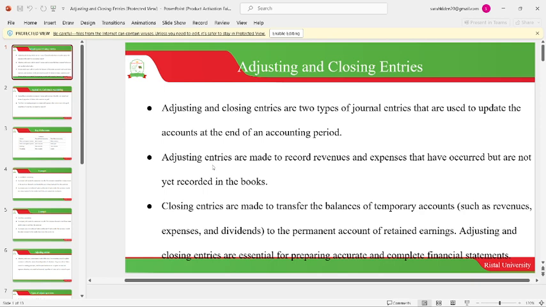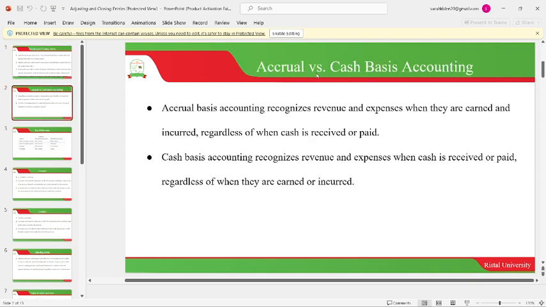So basically, closing and adjusting entries are used for preparing accurate and complete financial statements. So let's look at accrual versus cash basis. Accrual basis accounting recognizes revenue and expenses when they are earned and incurred, regardless of when cash is received or paid.